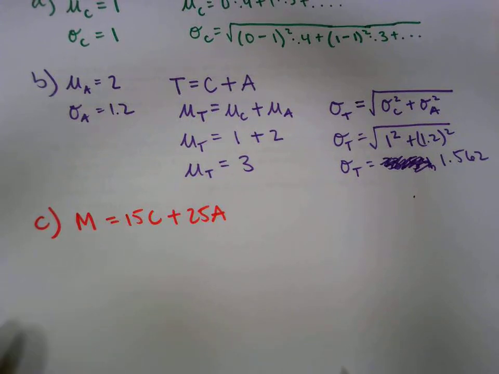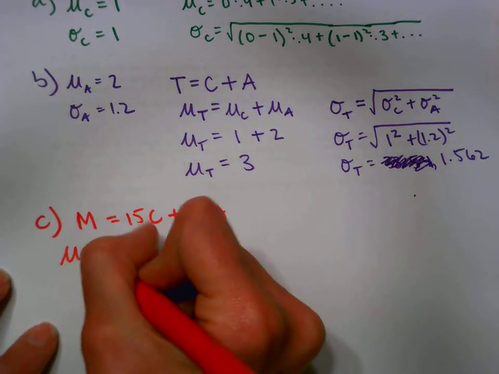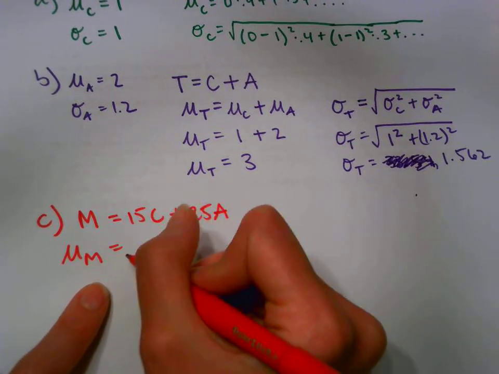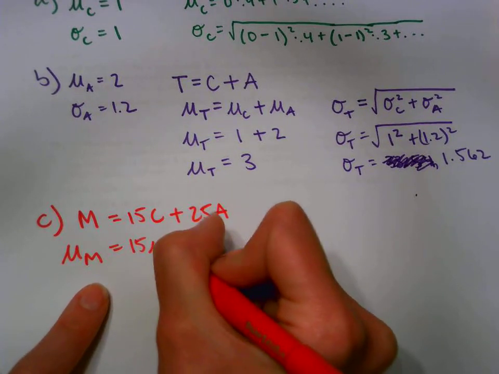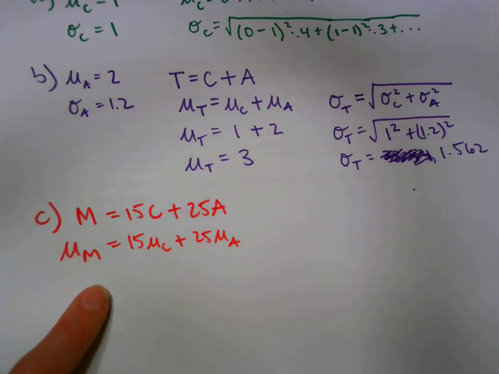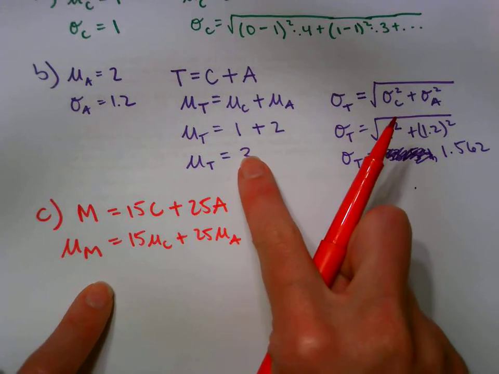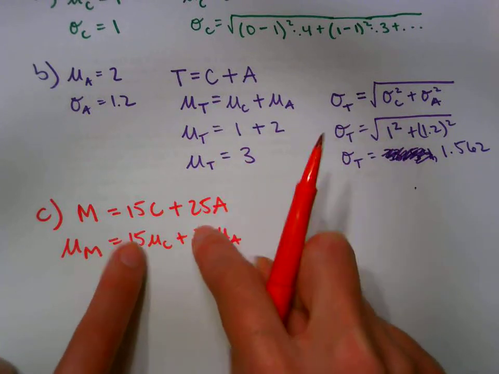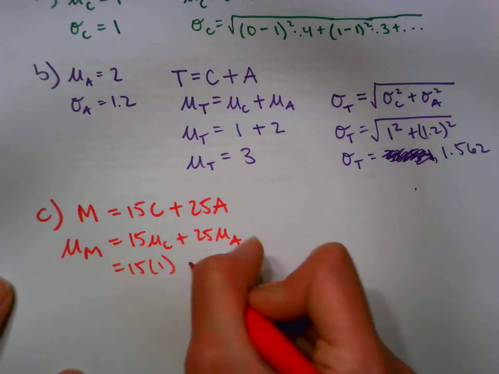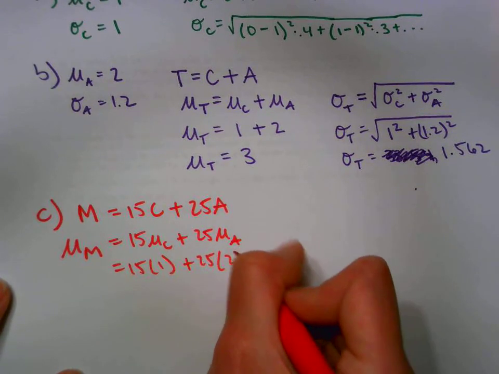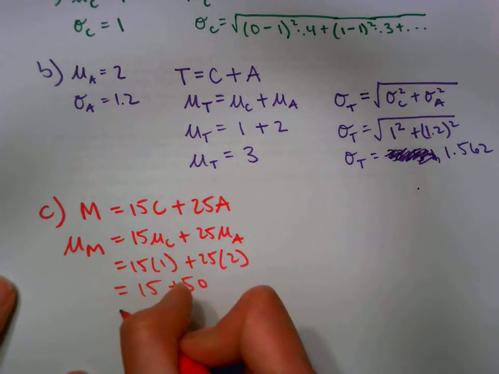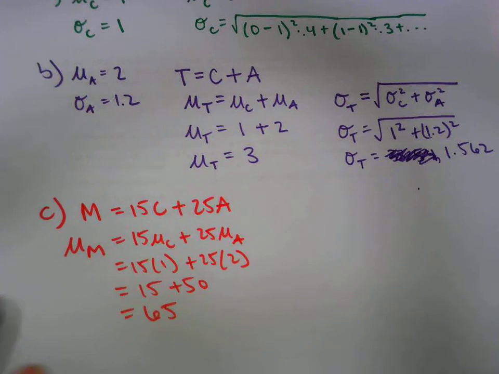So now again, we want the mean of that variable and the standard deviation. So for mean, you just do exactly what you think. 15 times the mean of C plus 25 times the mean of A. You cannot use that total because C and A are being multiplied by different constants. So 15 times 1 plus 25 times 2 should be 15 plus 50. So it should be 65.